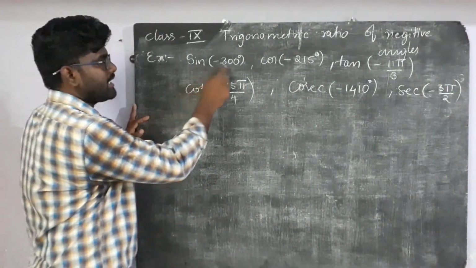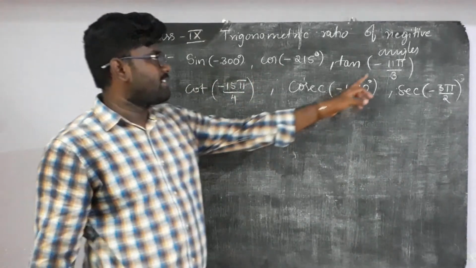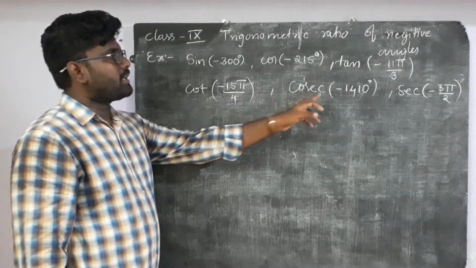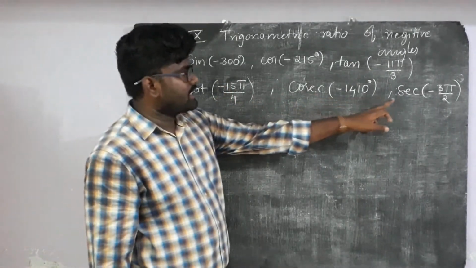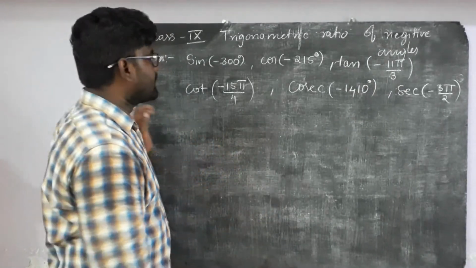Sin minus 300 degrees, cos minus 215 degrees, tan minus 11 pi by 3, cot minus 15 pi by 4, cosecant minus 1410 degrees, secant minus 3 pi by 2. Degrees and radians are given. We want to find those values.